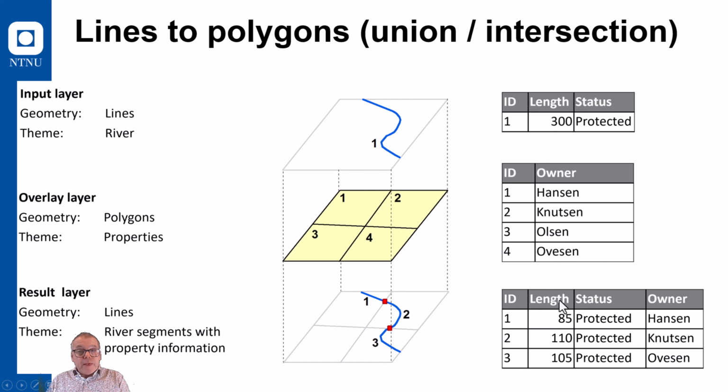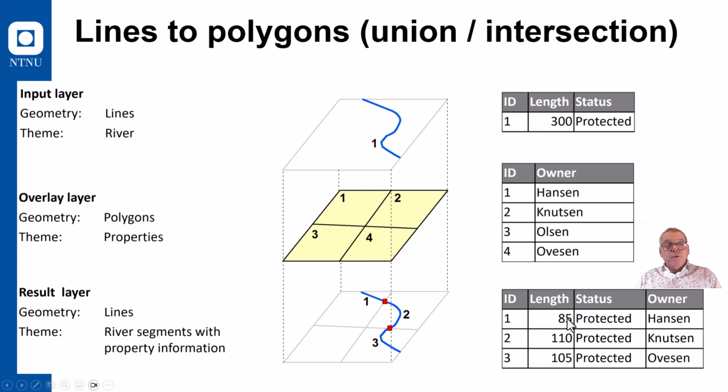One tricky thing is the length here. If you are using shapefiles in QGIS or other software, you would probably have 300 in all of these rows here. Although, of course, the segments are shorter than 300 when it is cut up in 3 parts, it does not automatically update the length. You need to update this length field so the values are correct after a union or intersection.